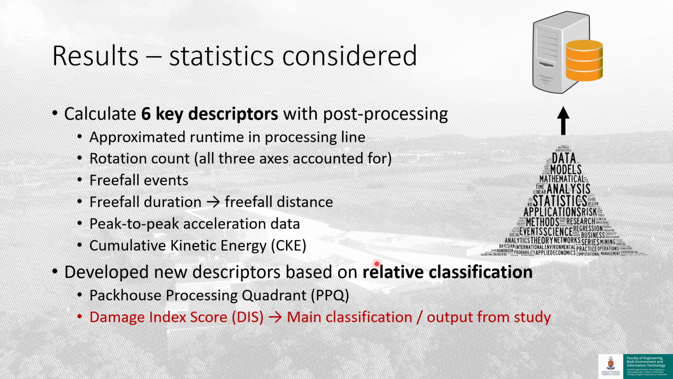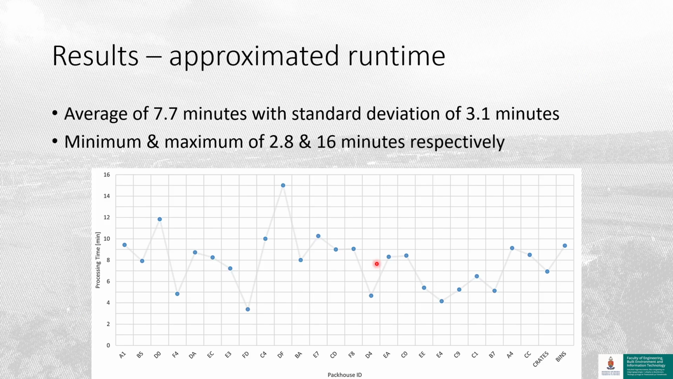We calculated 6 key descriptors which we considered important for the analysis. The approximated runtime, how long the SMAVO takes to travel through the packhouse, the number of rotations, how many times it falls or is in free fall, and the duration thereof, peak-to-peak acceleration data, and cumulative kinetic energy. Based on these descriptions, we developed a relative classification score, and from that we work with the packhouse processing quadrant and the damage index score. So this is the main score which we say is a packhouse classified or optimized or unoptimized.